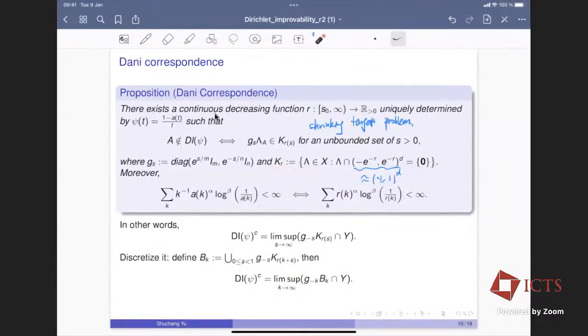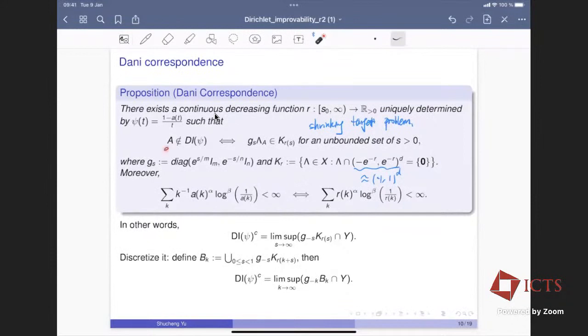Also, it's part of the Dani correspondence, via a simple change of variable, that you can show the convergence or divergence of this series involving the function A, which is the function in our approximating function, is equivalent to the divergence or convergence of this series involving this R function. And here alpha and beta are the two quadratic functions that we see from our theorem.